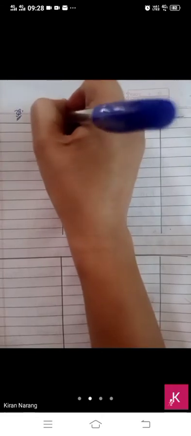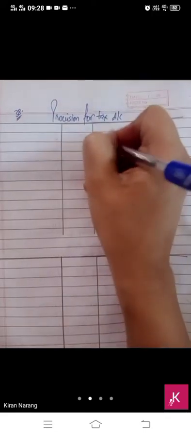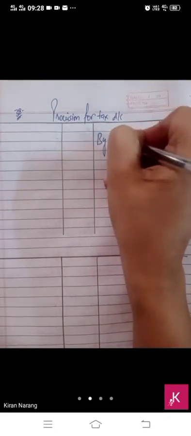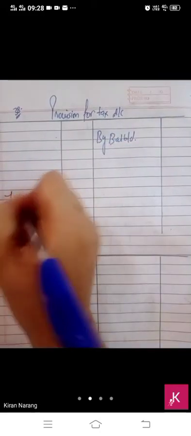Now बच्चे, have a look at illustration number 38. Prepare provision for income tax account from the following information for the cash flow statement. Beta, two things are given to you. Provision for tax account. Only four things we have to record here.